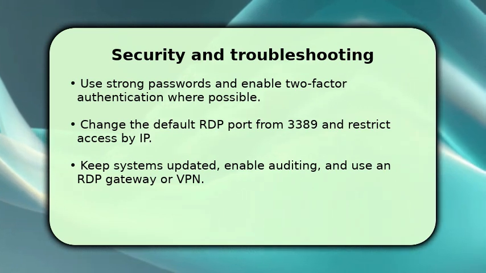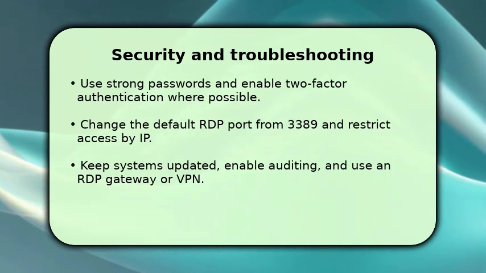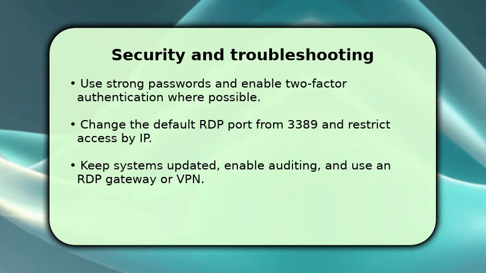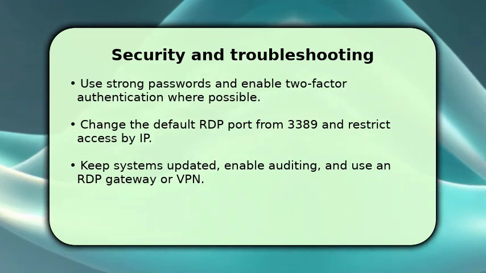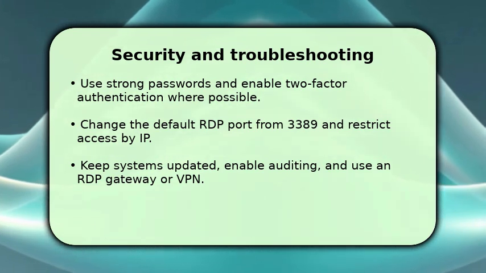Use an RDP gateway or VPN for external connections instead of exposing RDP directly to the internet. If a connection fails, test network reachability, check port forwarding, and review event logs for clear error messages.